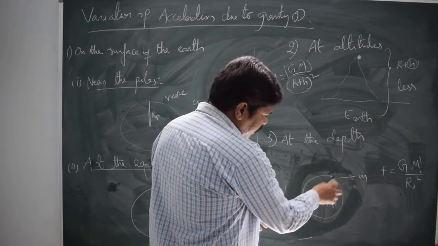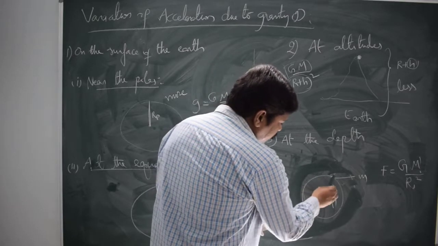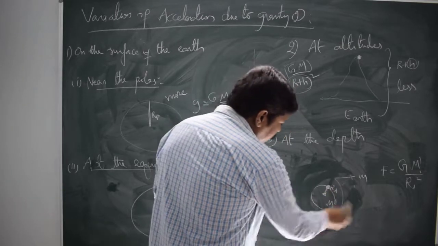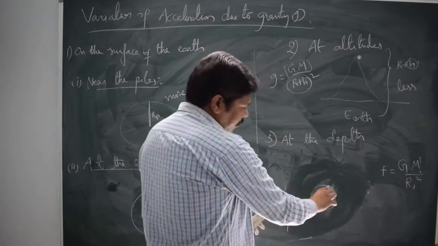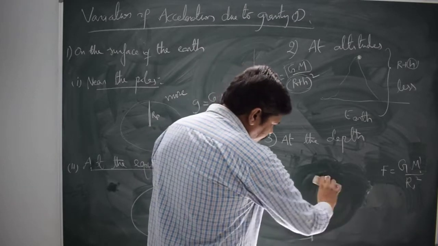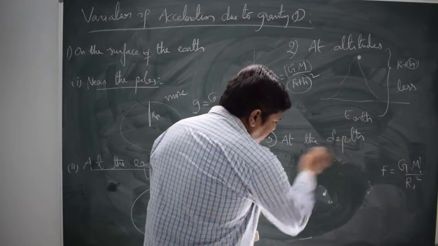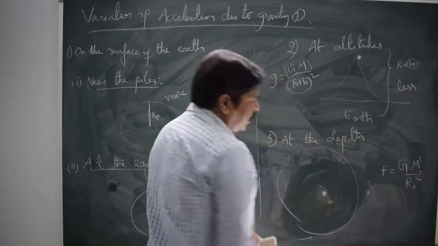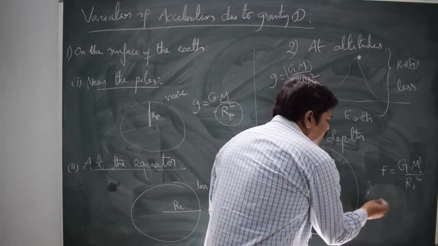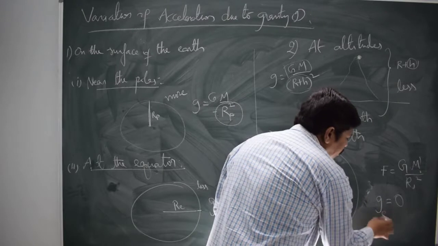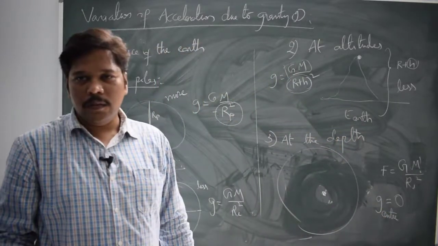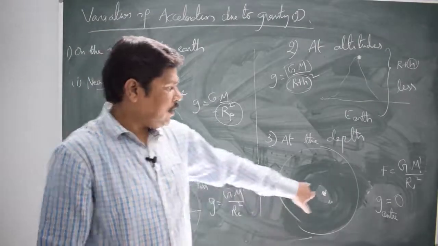So when we are going into the inner part of the earth, the acceleration due to gravity decreases because the mass of the smaller sphere is very much less. Once we reach the center of the earth, the acceleration due to gravity, the g value, will become 0 at the center of the earth. So we feel weightlessness. There will not be any attraction at the center of the earth.